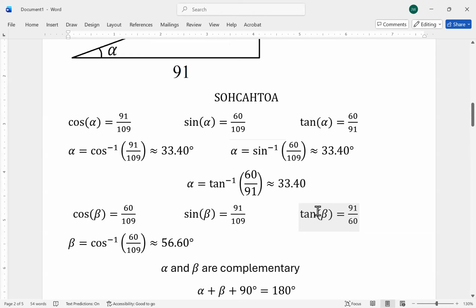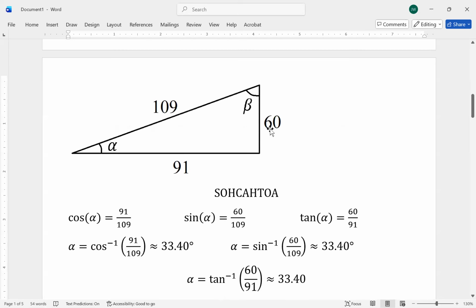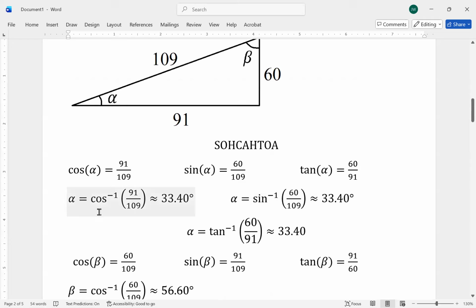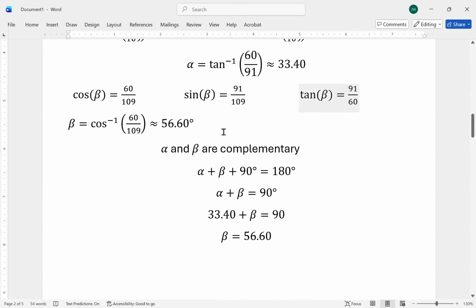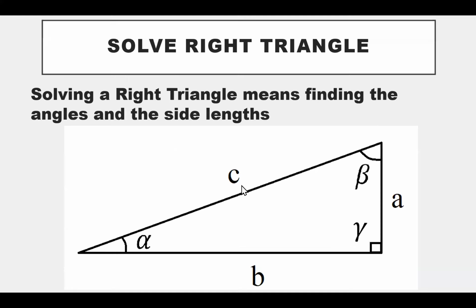So we can use inverse cosine, inverse sine, or inverse tangent to find angle alpha if I know the side opposite and the side adjacent, or the side opposite and the hypotenuse, or the side adjacent and the hypotenuse. Whichever ratio I know, I can just use the appropriate inverse cosine, inverse sine, or inverse tangent to find alpha. And then I can do the same thing with beta, or I can just realize alpha and beta are complementary angles. We won't always be given the three sides.